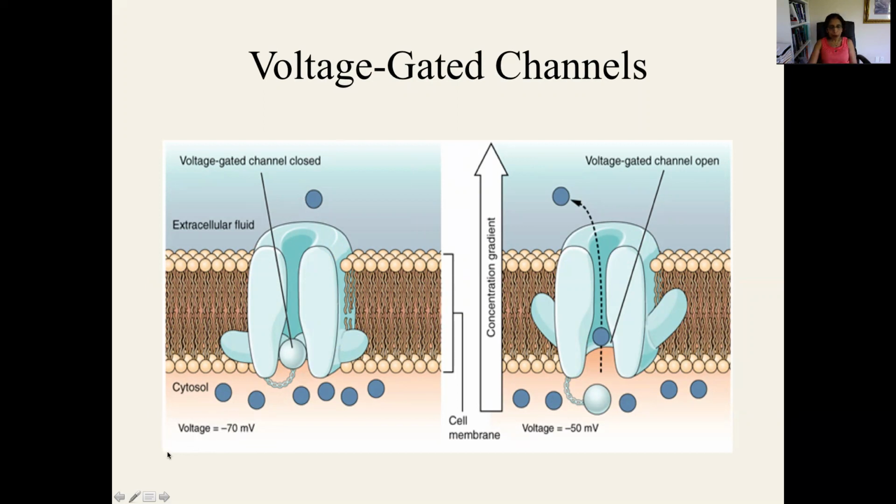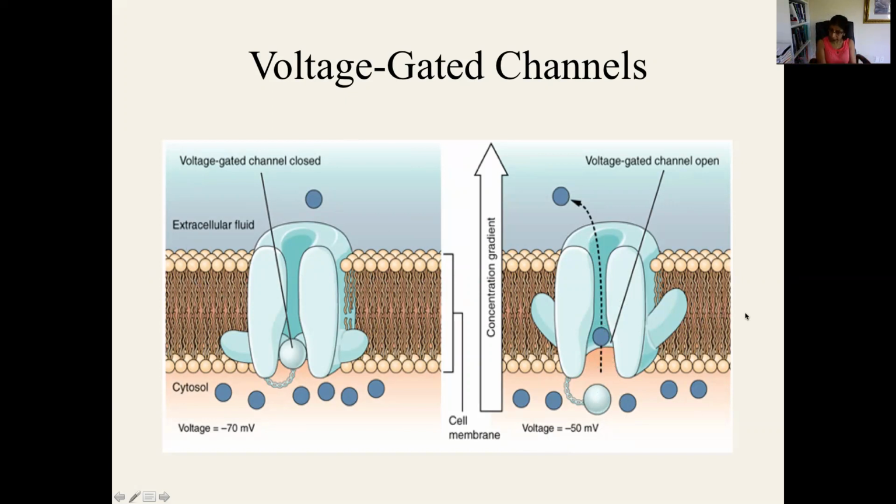Anyway, so in a normal situation, what do we see? The channel is closed. But when the voltage becomes less negative, it's -50 now, what has happened? The channel becomes open. Okay, and allows the movement of a certain ion. So this is voltage dependent type of channel. That's what we learn.